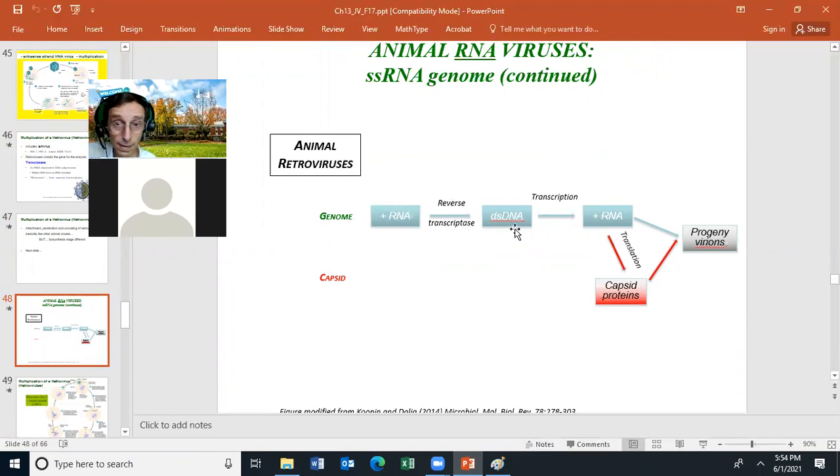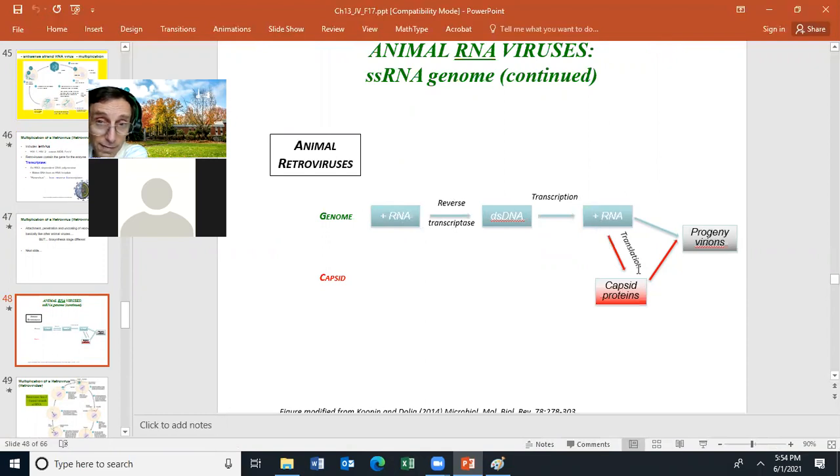The DNA can integrate, that's not shown here, into the host cell's DNA, and that permanently becomes a part of the DNA of this cell. And then this DNA can be transcribed to make positive strand RNA, which is the newly replicated genome of this virus. And this positive strand RNA can be read by the ribosomes to be translated into capsid proteins.